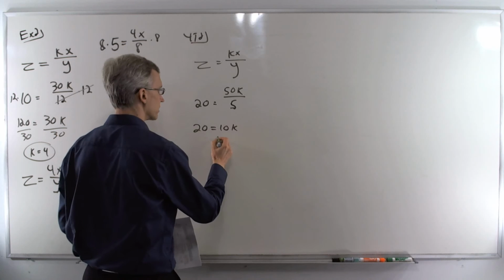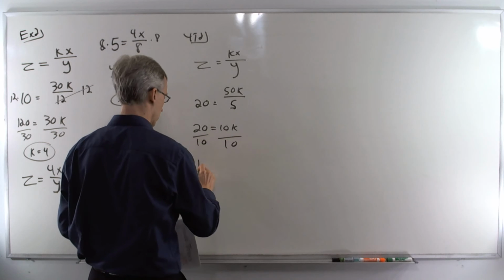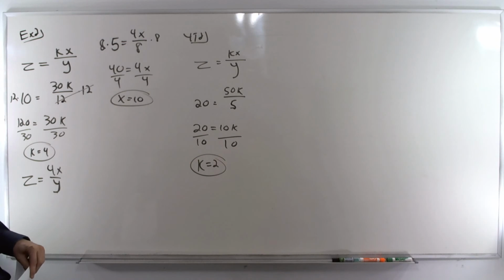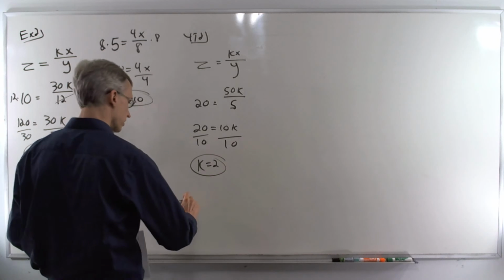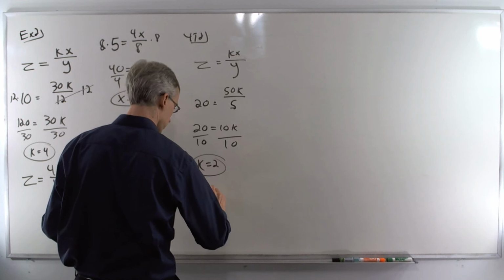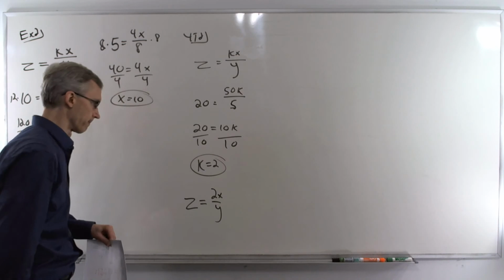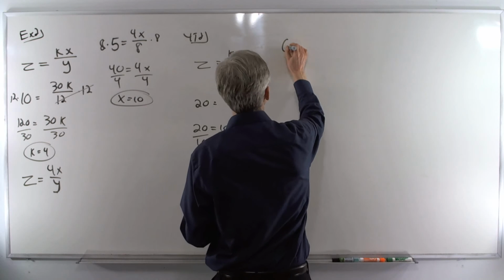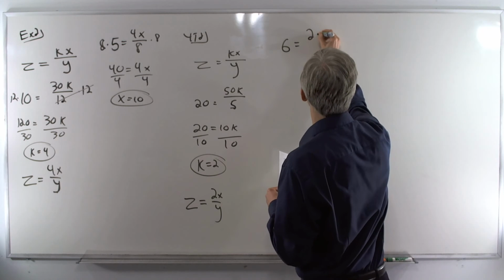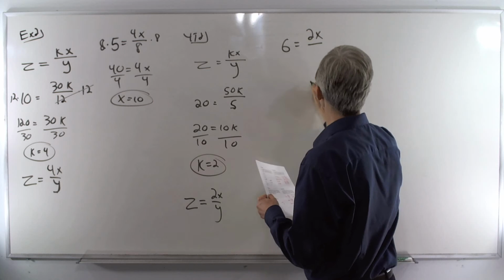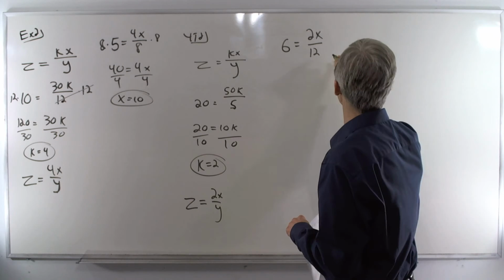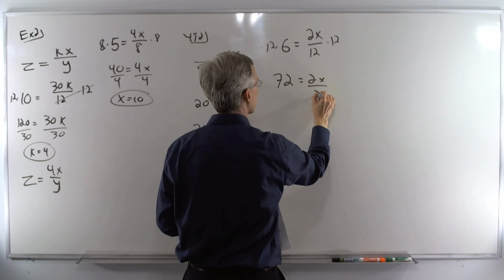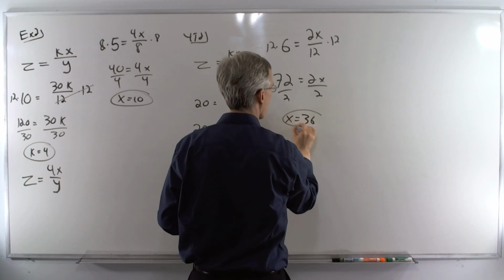I'll divide by 10 on both sides. And we get a k of 2. So there's our constant of variation. That means our equation becomes z equals 2x over y. And that will allow us to find the value of x when z is 6. We're solving for x, so that stays. And y is 12. Multiply both sides by 12, we got 72 equals 2x. Divide by 2, and x equals 36.